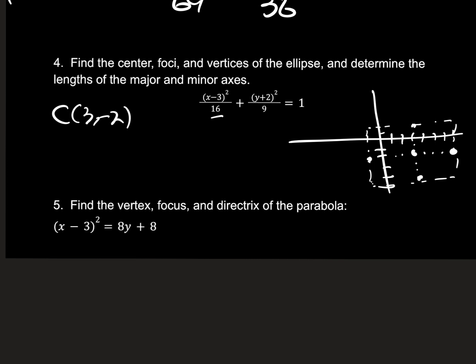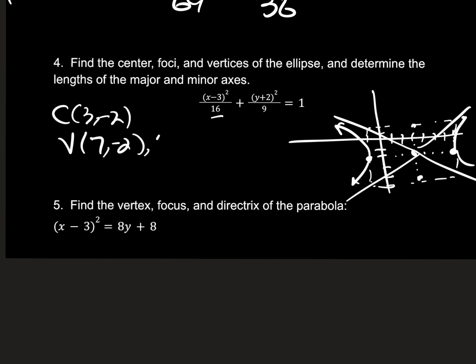Lots of boxes on this test. Connect the corners. And because the x is first, again, I'm going here, and I'm going there. Okay, so my vertices. I end up going 4 to the right of 3, which just means 7, negative 2. Also went 4 to the left of 3, which just means negative 1, negative 2.